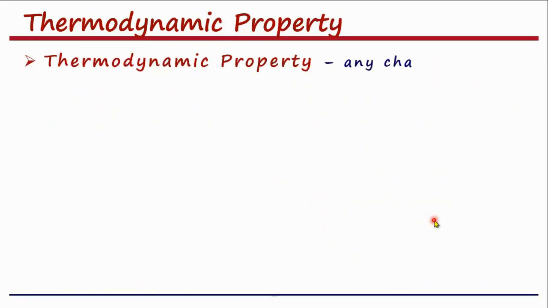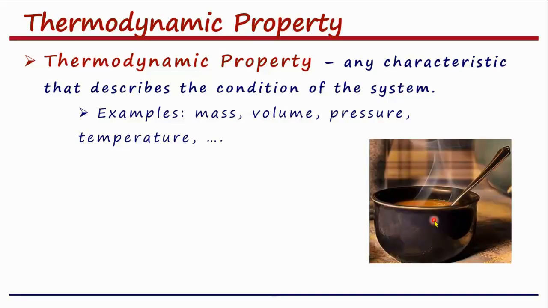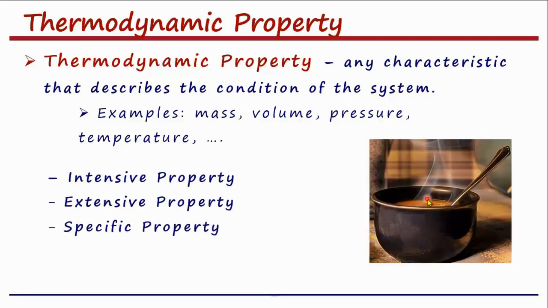Coming to the property or thermodynamic property. Thermodynamic property is nothing but any characteristic that describes the condition of the system. For example, mass of the system, volume of the system, pressure, and so on. If you consider the same hot coffee, all these properties, mass, volume, pressure, concentration, are the properties of the system. So there are three types of properties: the intensive property, extensive property, and specific property.